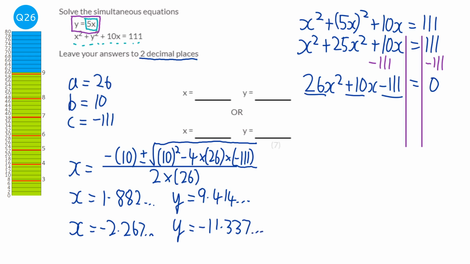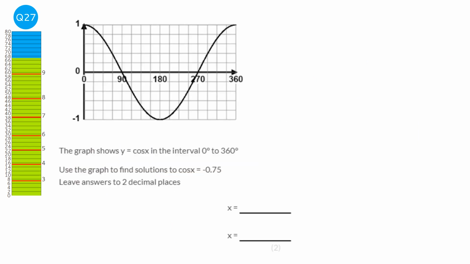times the second solution of x by 5, and we get minus 11.337, blah, blah, blah. And so when we round those to 2 decimal places, which is what the question asks, we can have 1.88 and 9.41, and we have minus 2.27 and minus 11.34.